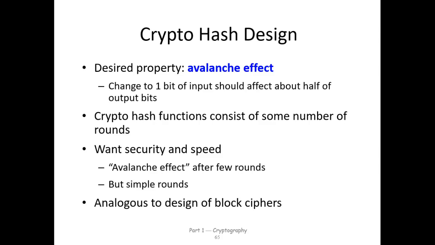Crypto hash functions consist of some number of rounds. So what is this hashing? Initially we consider some data in the form of bits, a multiple of 64 bits, which may go up to 512 bits. One round will take 512 bits, which is divided into 64 bits each. That is the input here.